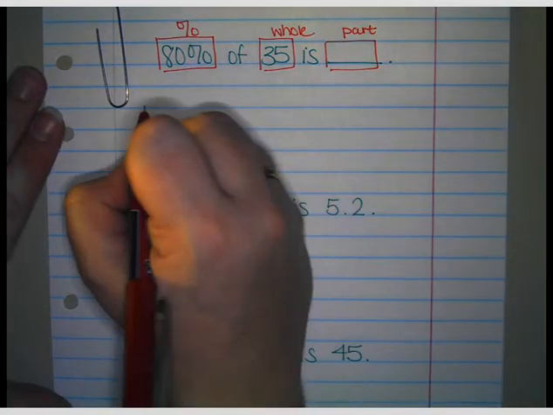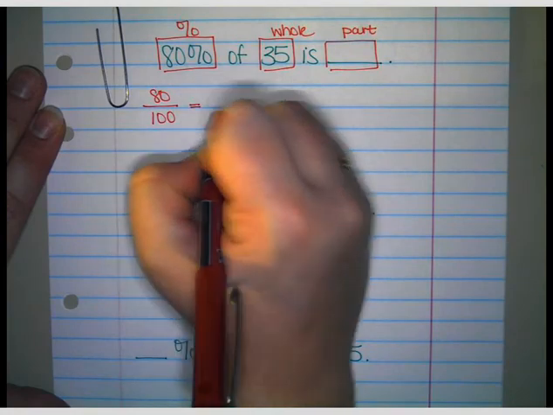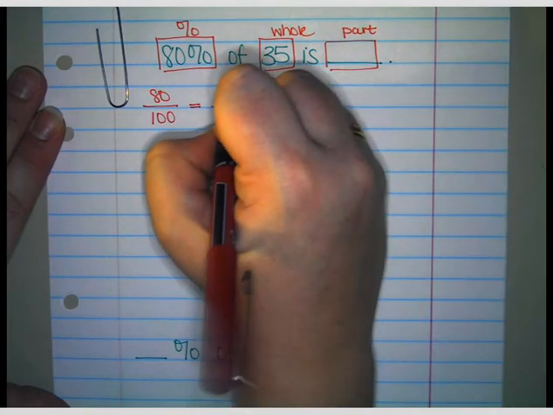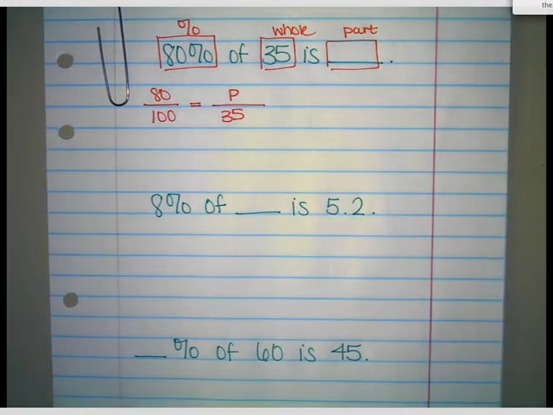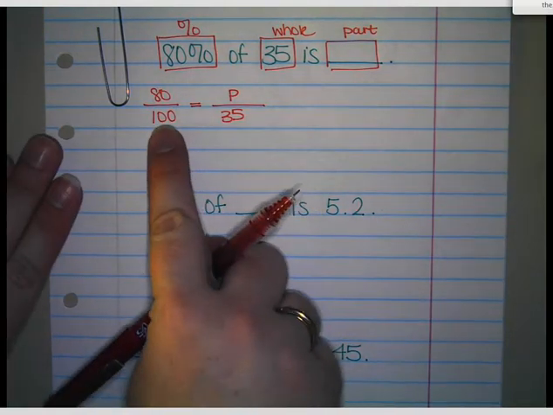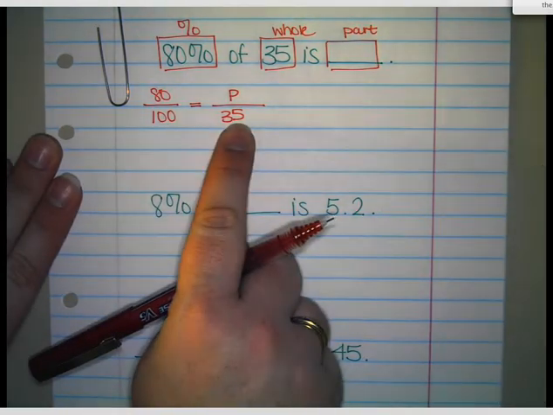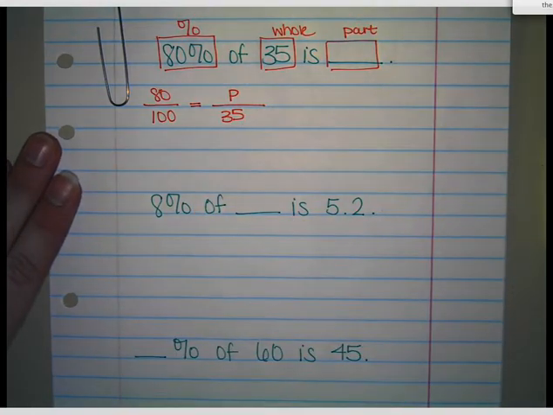So here's my ratios. I have 80 to 100 is the same as what mystery part to the whole, which is 35. Now, this gets problematic because there's not an easy way to get from 100 to 35. So watch the new strategy that you're going to do. Okay, it's called cross products.